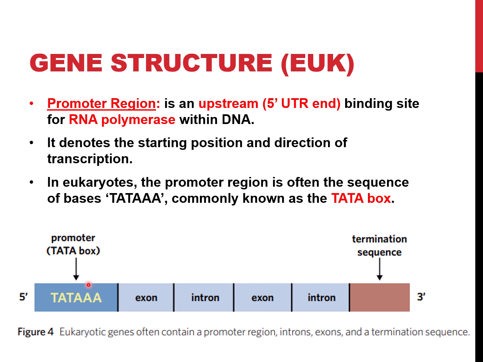So what do we have? We start off with this region where there's lots of T's and A's together. Okay, we call it the promoter region, but it's also named the TATA box, which I don't really like. I just call it promoter. But there's a lot of T's and A's there.